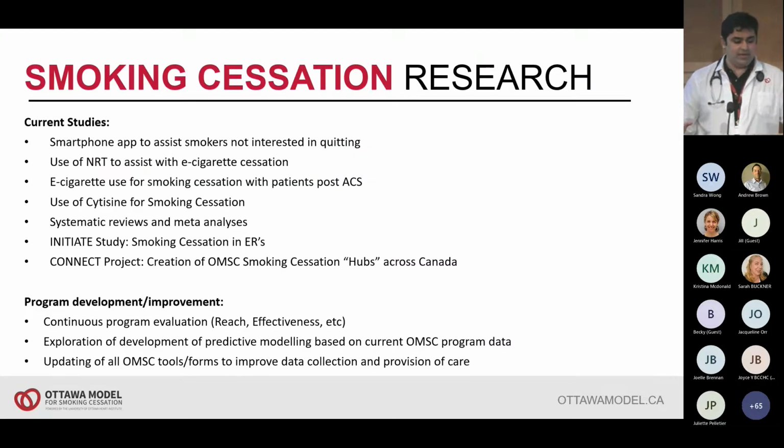The last thing that I'm going to briefly touch upon, which is the third arm, is smoking cessation research. I look at a lot of our activities at the Ottawa Heart Institute through a lens of research, and quality improvement is a form of research. Obviously, when we're doing trials, that's research. Implementation of programs is research. Evaluation of that implementation is research. So we're always looking to try and improve.